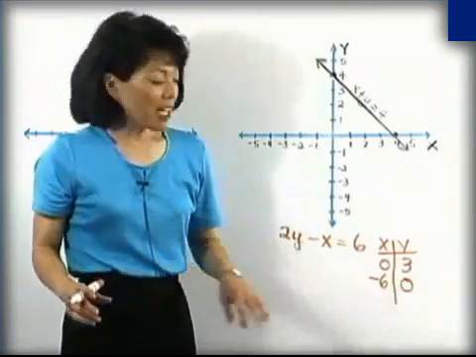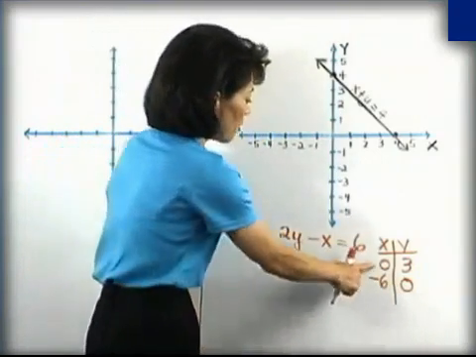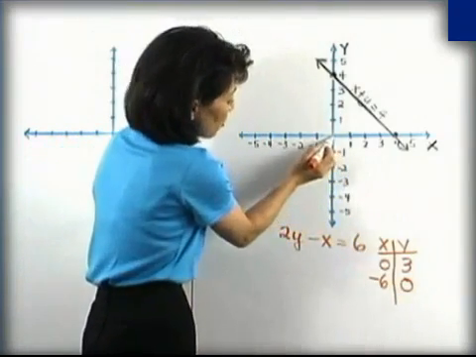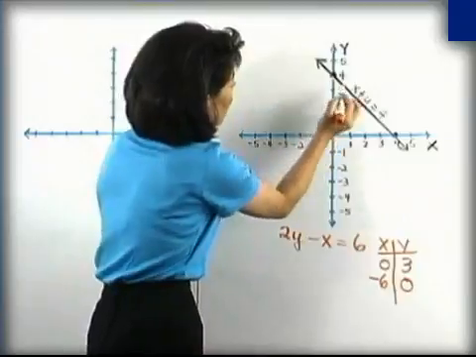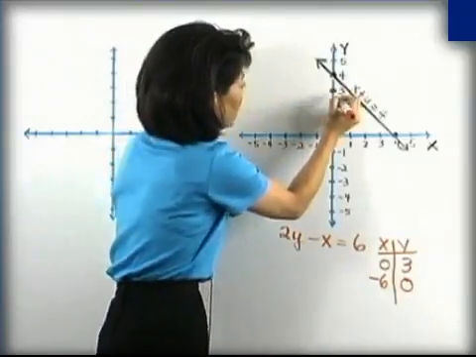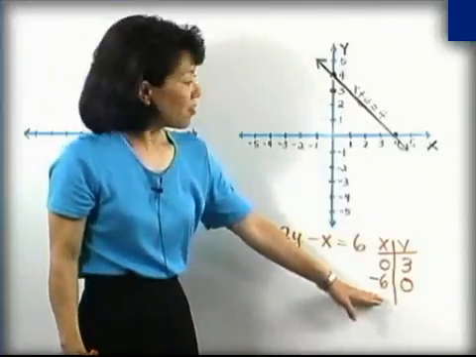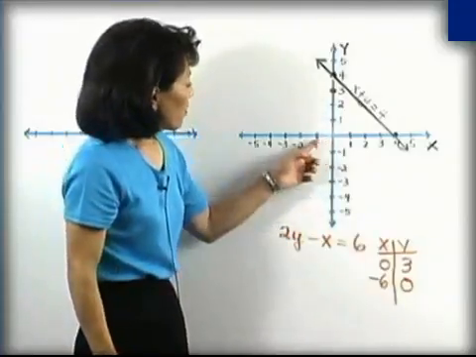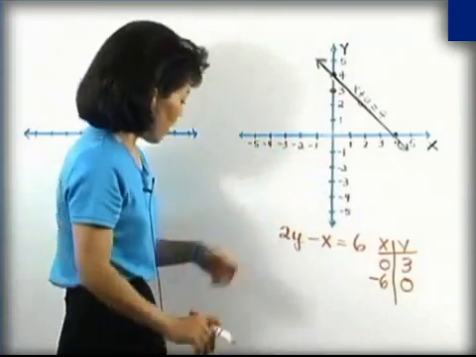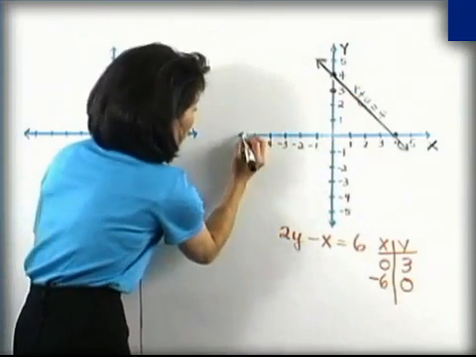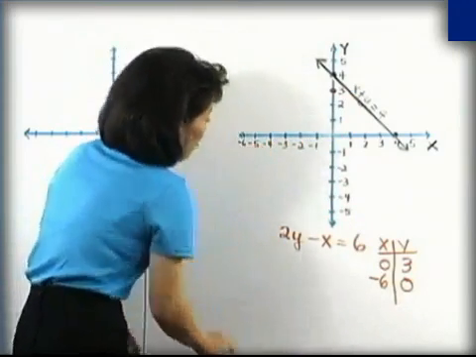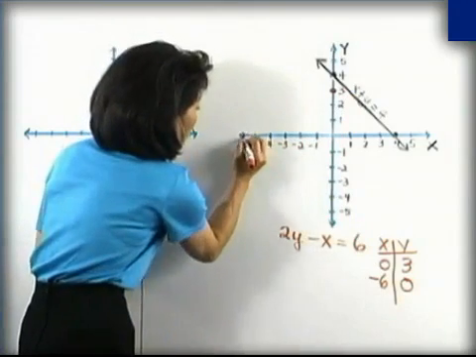In order to graph my line, I'm going to plot both points. So I start with (0, 3). Starting at the origin, go up 3: 1, 2, 3, put a dot. And then I'm going to plot my point (negative 6, 0). Starting at the origin, I've got 1, 2, 3, 4, 5. Negative 6 will be right next to that, so let's add it in. (Negative 6, 0) is right there.